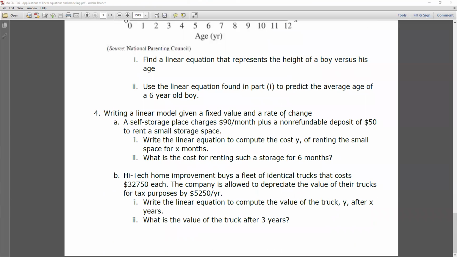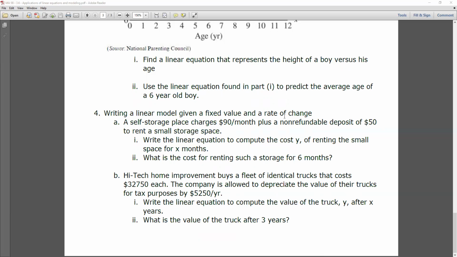All right, the last part. What we did in class was that we just want to make sure we can set it up, and then once you're able to set it up, you can solve it on your own. Part 4, we need to write a linear model of a fixed value and rate of change. So part A: a storage space charges $90 a month plus a non-refundable deposit of $50 to rent a small storage space. We need to find the equation to compute the cost y of renting the small space for x months.